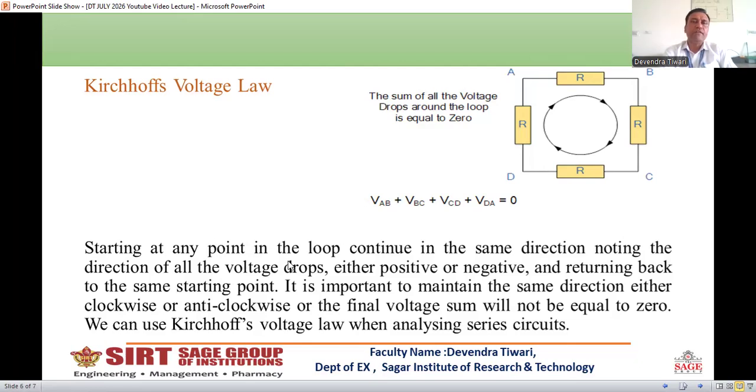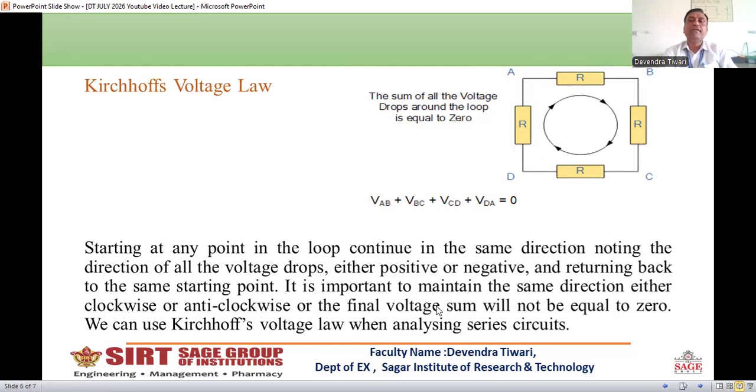Starting at any point in the loop, continue in the same direction. This we have to keep in mind. Note the direction of all the voltage drops, either positive or negative. So maybe there will be a battery also given here. So we have to take out the sign conventions also. So continue, either positive or negative, and return back to the same starting point.